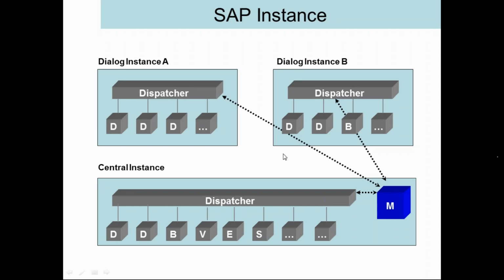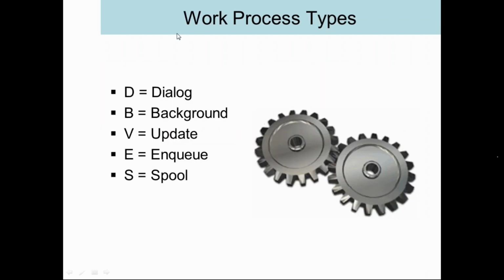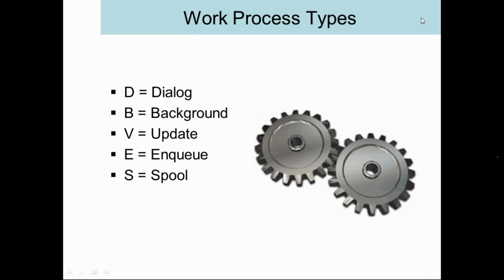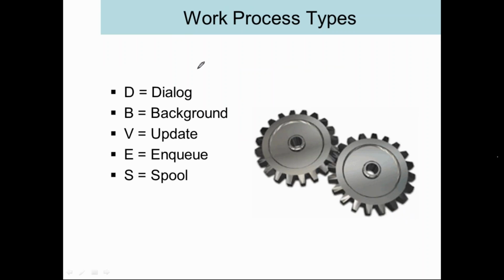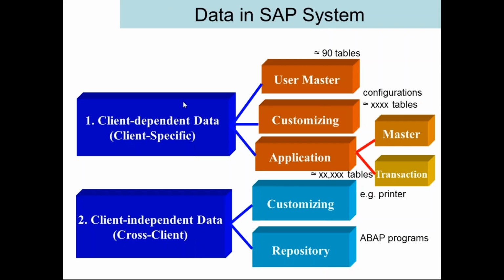It means only one is a central instance, and the remaining are all dialog instances. How do you say your instance is working perfectly or not? Based on the work processes. What are the work processes here? Dialog, background, update, enqueue, and spool. So these are the work processes. What is dialog? What is background? Tomorrow we will discuss this. Okay, and these are the naming conventions.